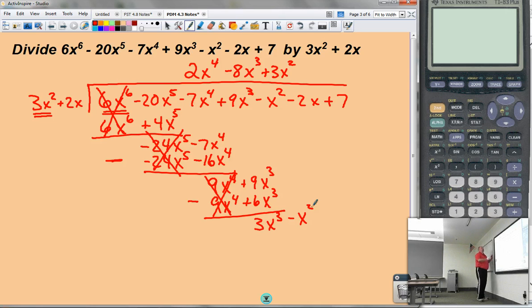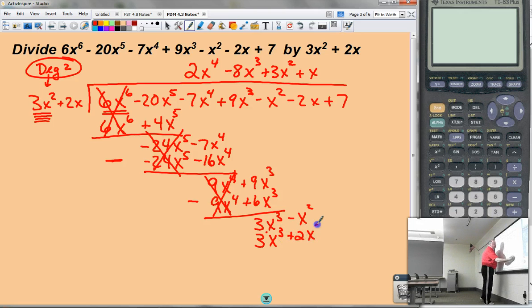Now again, remember, the nice thing is I keep going until my degree gets less than 2. So right now my degree is a cubic, so I only have a couple more of these that I need to do. So I have 3x squared, I need 3x cubed. So I ask myself, what does 3x squared need to multiply with to get 3x cubed? And the answer is just x. So x times 3x squared is 3x cubed. X times 2x is plus 2x squared.